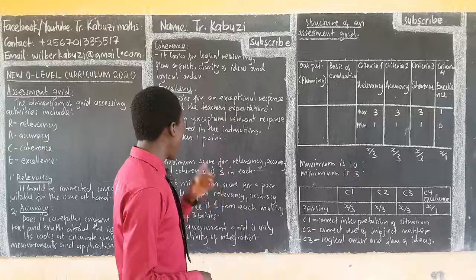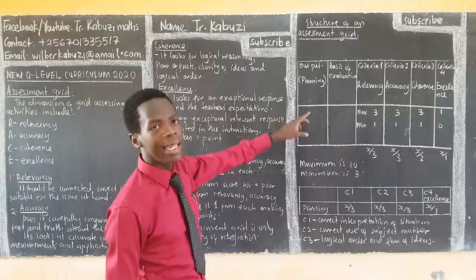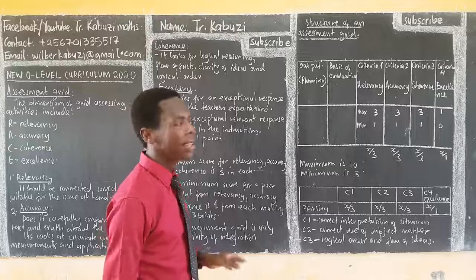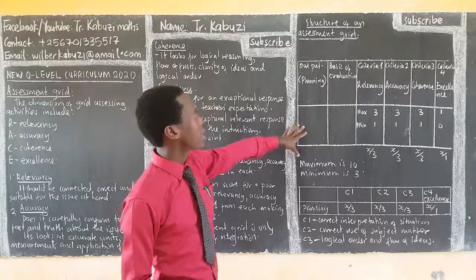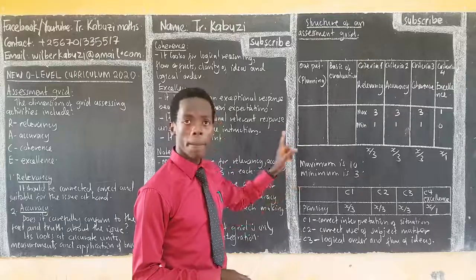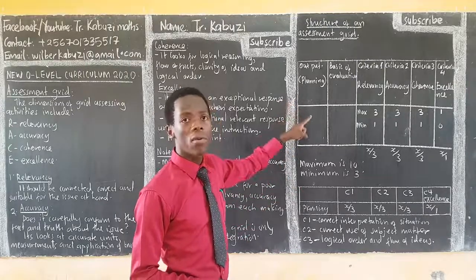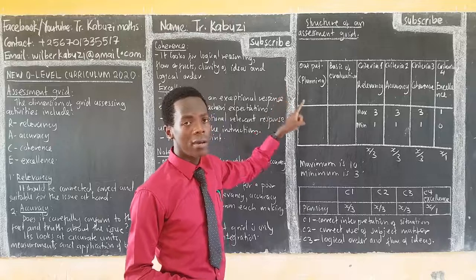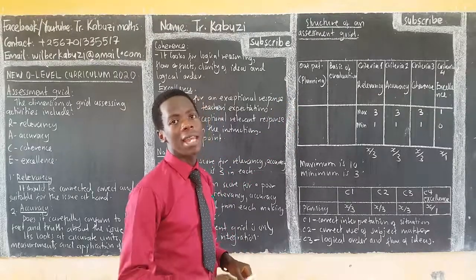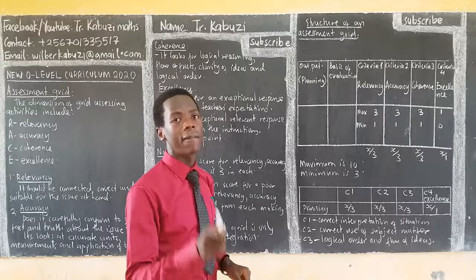The assessment grid here is used only for activities of integration, nothing other than that. This one is always used for activities of integration, not for exercises and so on. And the activity of integration is given at the end of every topic or every chapter.